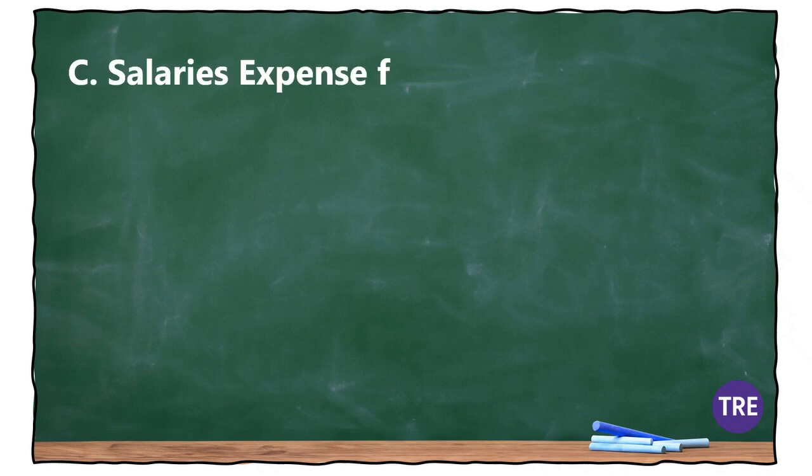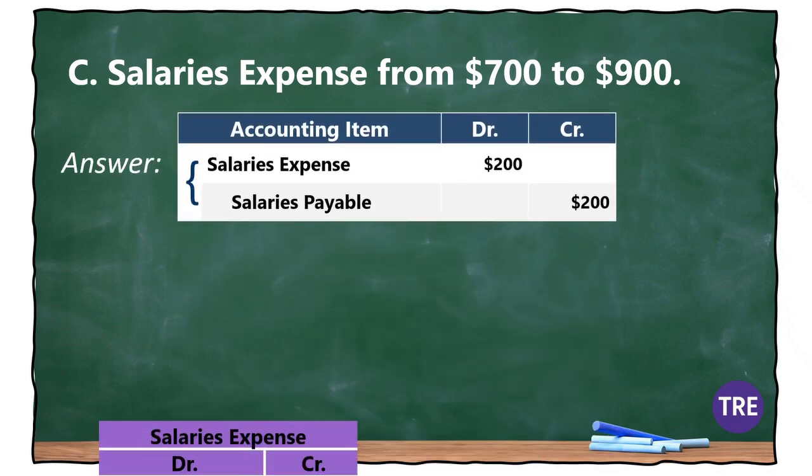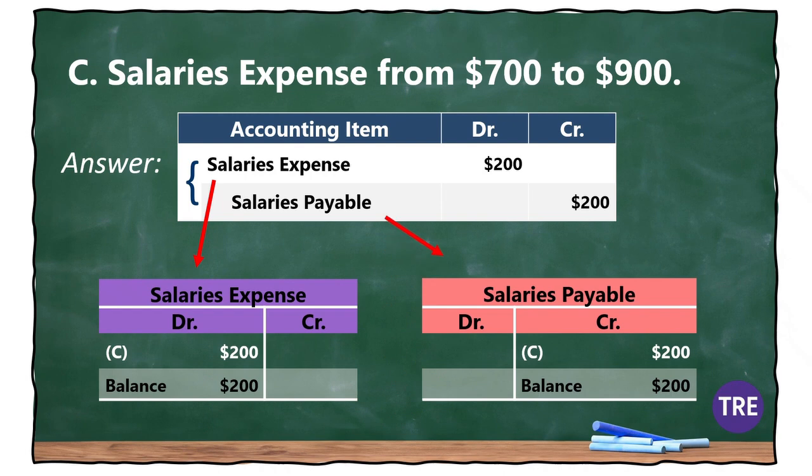Here's adjustment C. Salaries expense increased from $700 to $900. The journal entry is to debit salaries expense for $200 and credit salaries payable for $200. Why should the company adjust it? Because these salaries have already been earned by employees but not yet paid. Without this adjustment, expenses would be understated and liabilities would be missing from the balance sheet. This entry recognizes the cost of labor in the correct period and shows what the company still owes its employees.